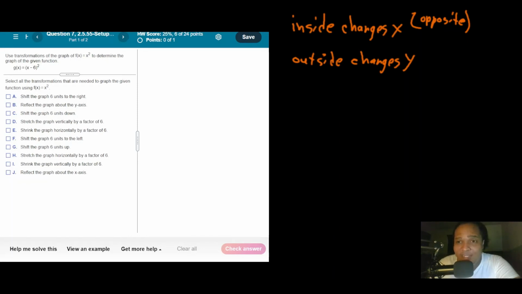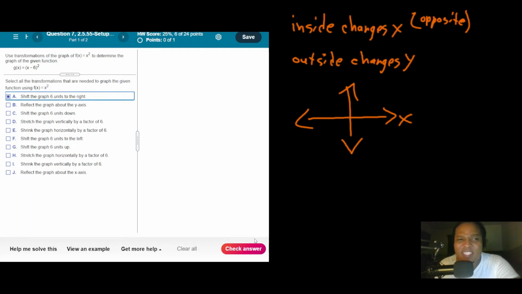Anyway, we have minus 6. It changes x, so we're going to have a horizontal shift. But we also do the opposite. So it's a negative 6. Normally negative would be to our left, but because we know to take the opposite, this is actually going to be to the right. So this is going to be 6 units to the right, because it changes the x. This is the x-axis. Remember, the x-axis runs this way, left and right. So it's horizontal and it's positive. So 6 pushes to the right, and that's the only thing going on here.